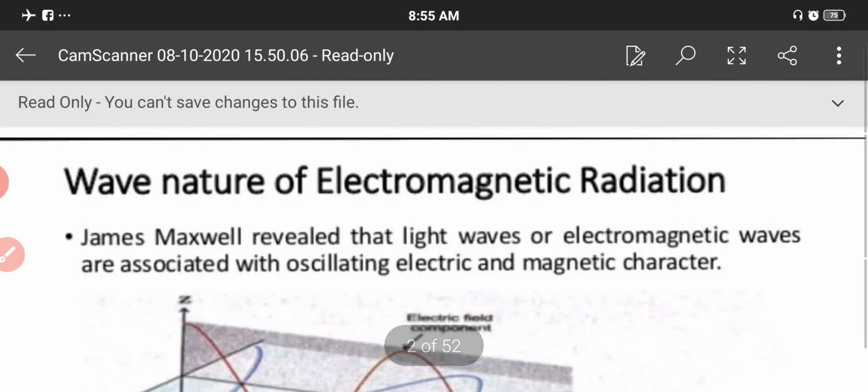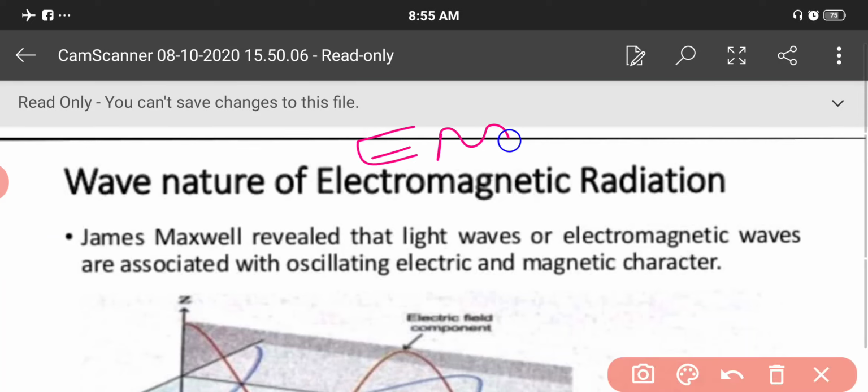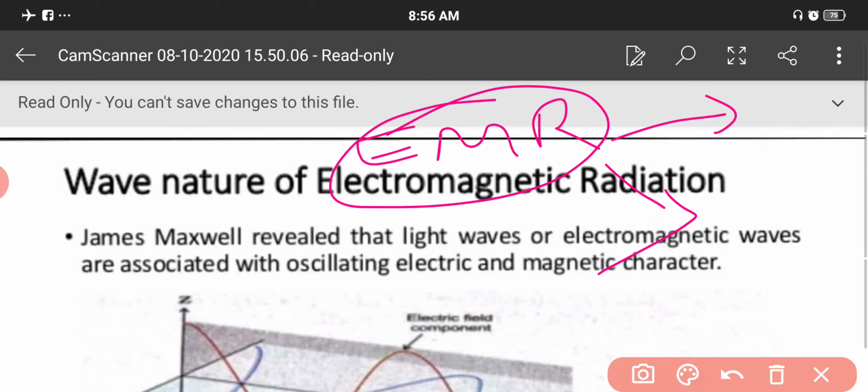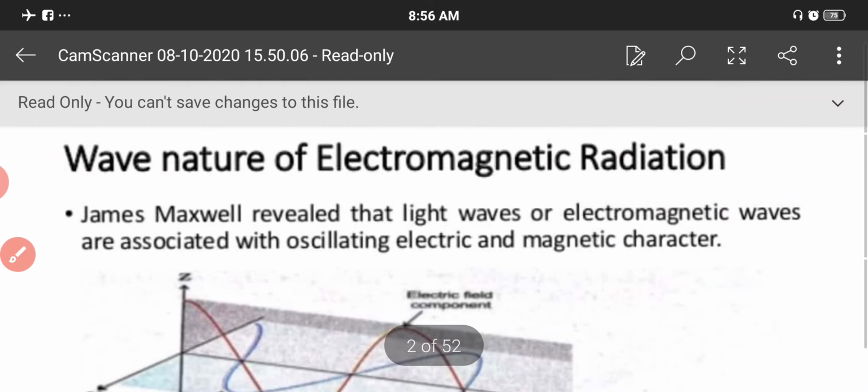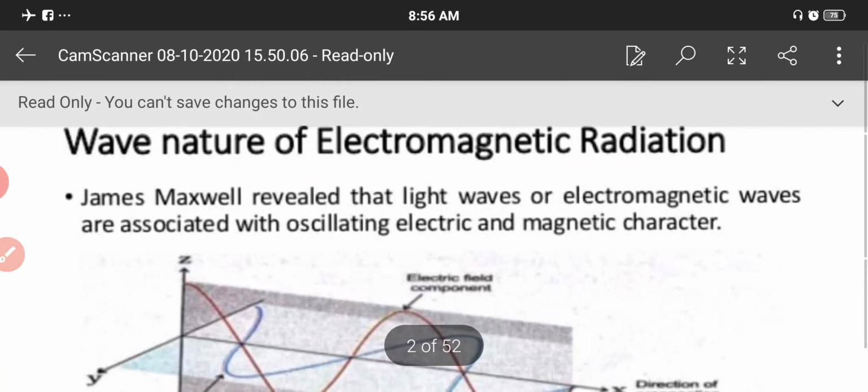Now we discuss the wave nature of electromagnetic radiation. As we know, electromagnetic radiation is also known as EMR. So EMR has dual character. One is wave and second one is particle. James Maxwell performed a practical and he concluded that EMR, electromagnetic radiation, has dual nature.